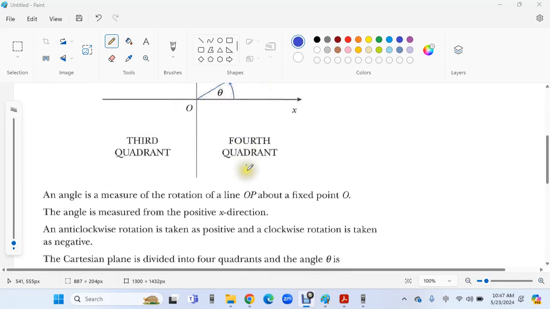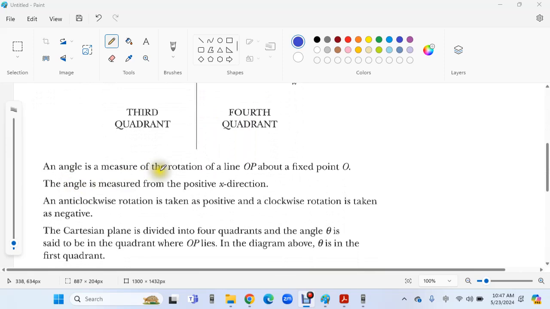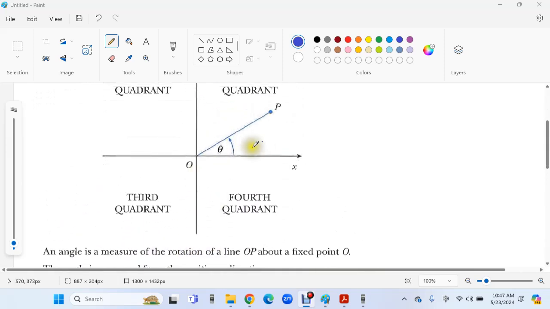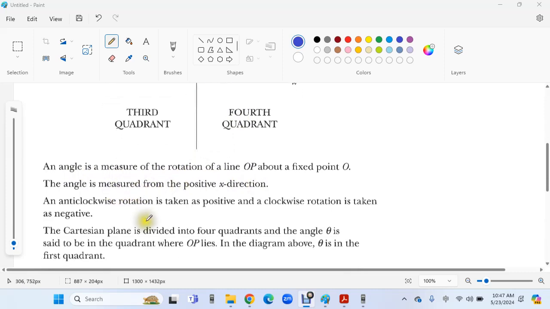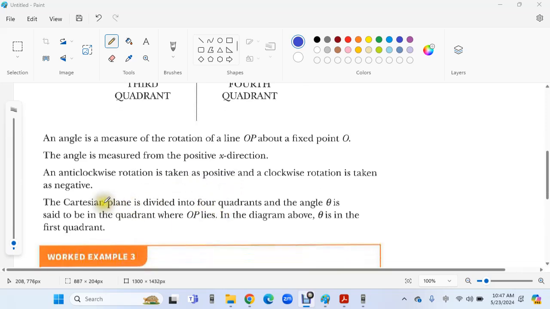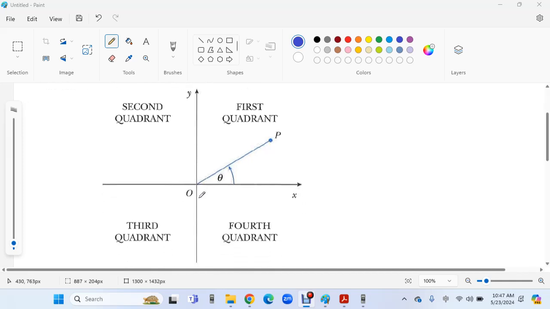Okay. So an angle is a measure of the rotation of the line OP about a fixed point O. The angle is measured from the positive x direction, and anti-clockwise rotation is taken as positive and clockwise rotation is taken as negative. The Cartesian plane is divided into 4 quadrants, and the angle theta is said to be in the quadrant where OP lies. In the diagram above, theta is in the first quadrant.